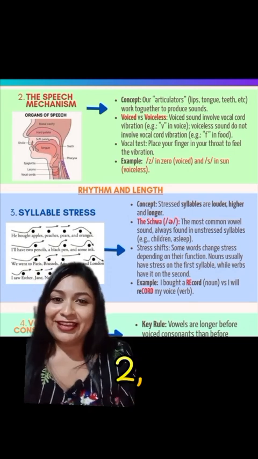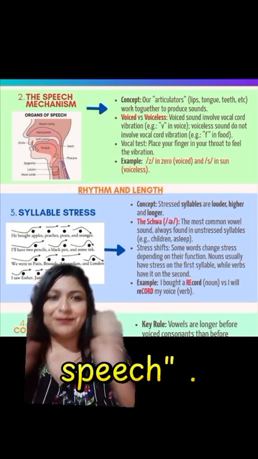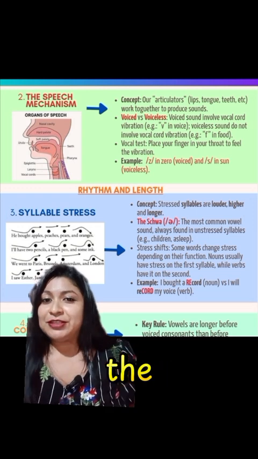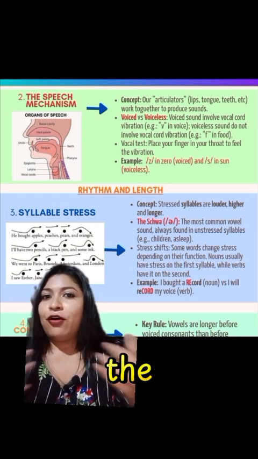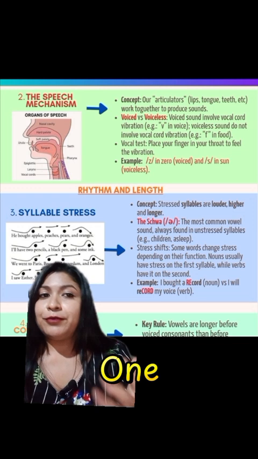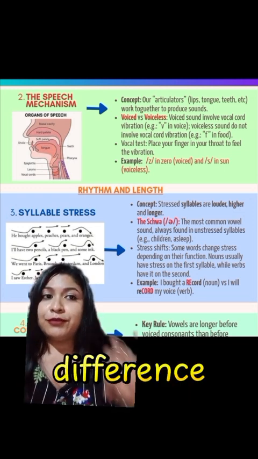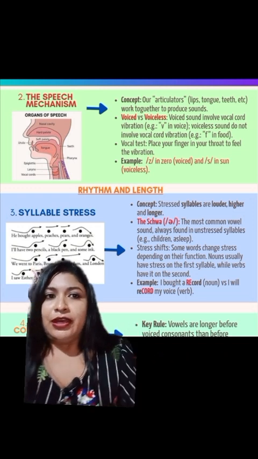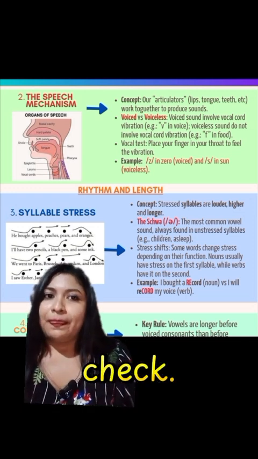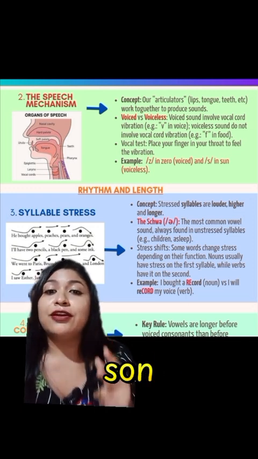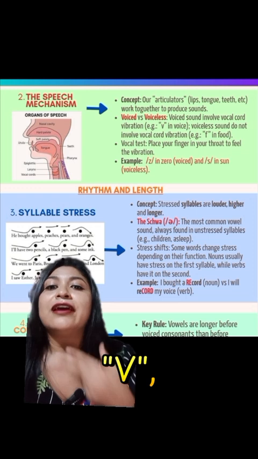Now unit 2, the speech mechanism. Moving now to unit 2, we studied the speech mechanism and the organs we use to produce sounds. One important thing is the difference between voiced and voiceless sounds. Here's a simple way to check. Put your fingers on your throat and say the sound of the letter V.